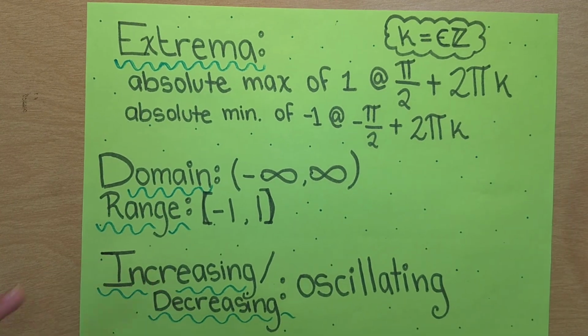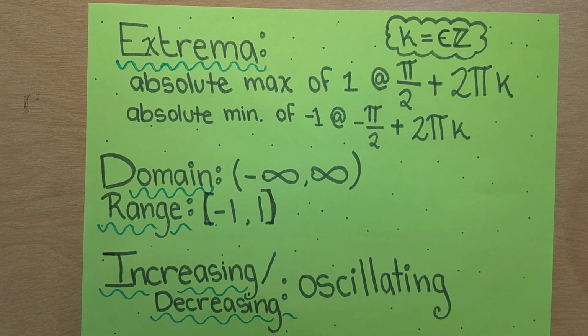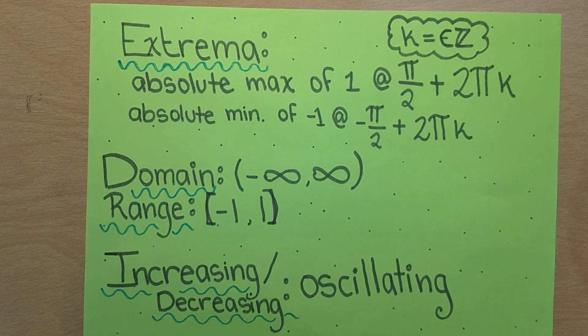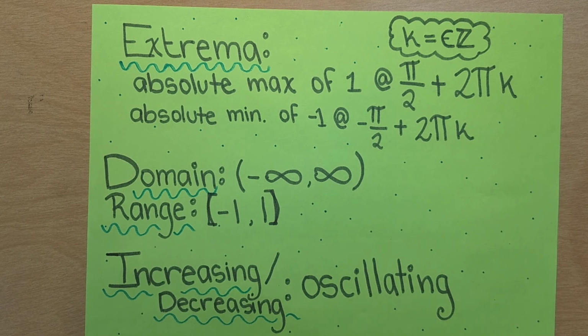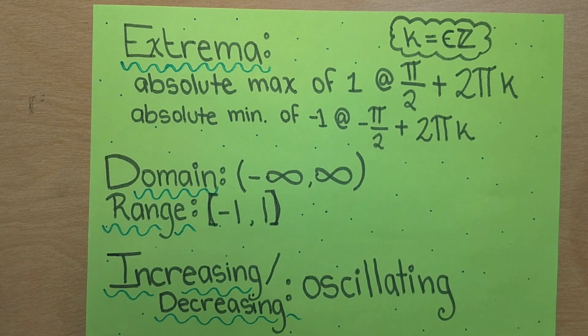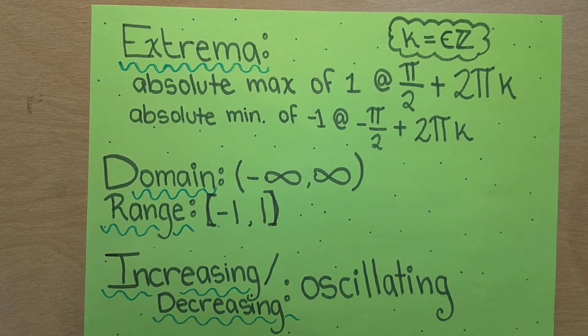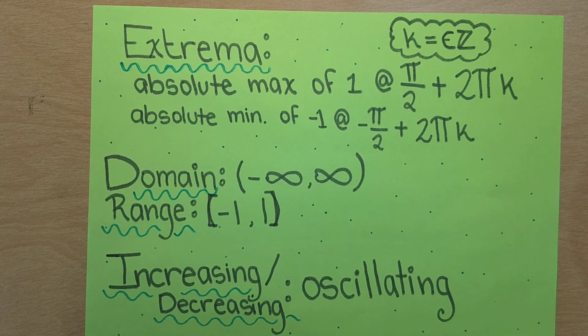And it repeats every 2 pi. The way we write this is absolute maximum of 1 at pi over 2 plus 2 pi k, where k represents any whole integer. We write the absolute minimum in the same way, but the y value is negative 1 and the x is negative pi over 2. The domain goes from negative infinity to infinity, and the range goes from negative 1 to 1. There are no intervals for increasing or decreasing because the function is oscillating.